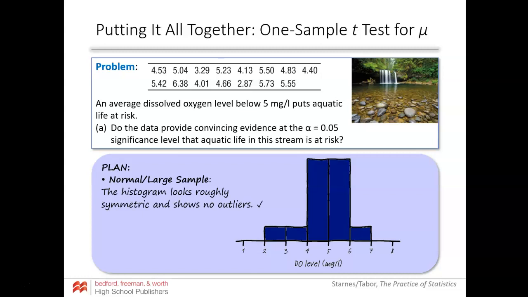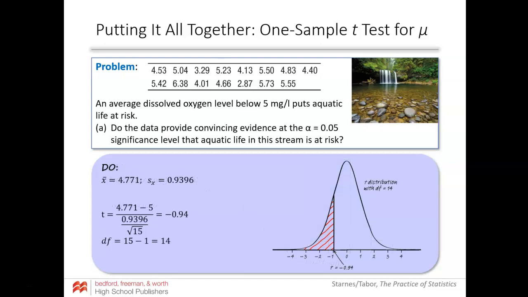So they've made some buckets with some obvious integer values. And that looks pretty good, right? It's roughly symmetric, no crazy skewness, no outliers. So we're going to go ahead and say that this is approximately normal and move on to the do step.